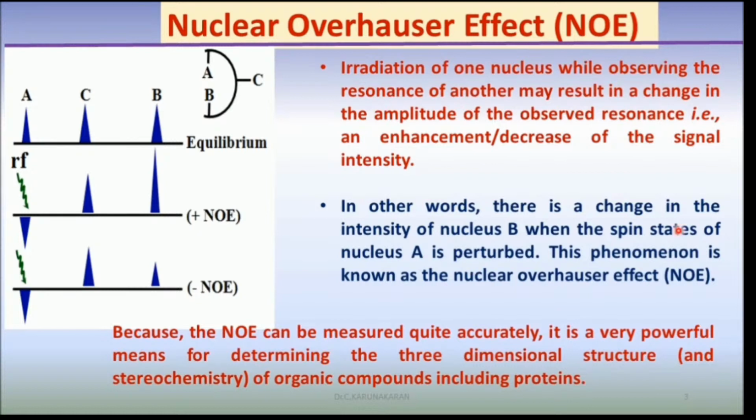In other words, there is a change in the intensity of nucleus B when the nuclear spin state is perturbed. This phenomenon is known as the nuclear Overhauser effect. This effect is very important because NOESY spectroscopy and 2D NMR spectroscopy are based on it. It is very useful for the three-dimensional structure determination of organic compounds, including proteins, DNA, etc. For this effect, Overhauser was awarded the Nobel Prize.